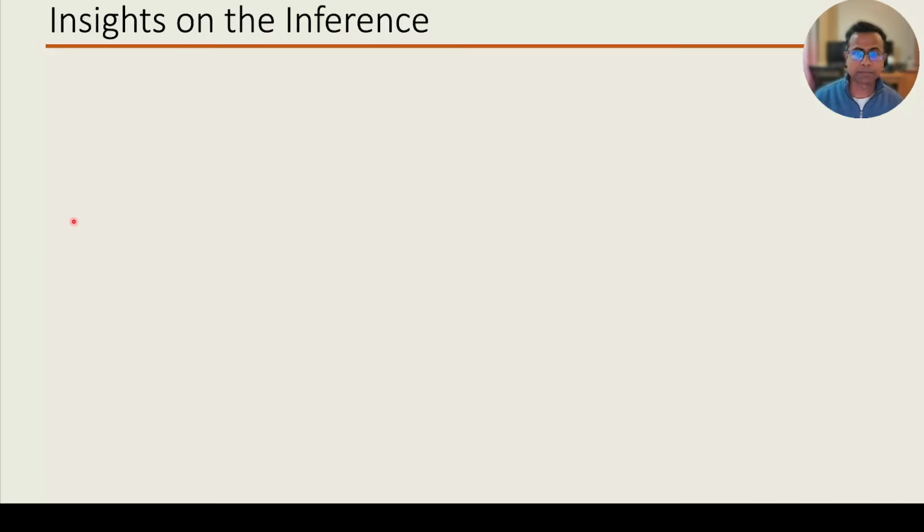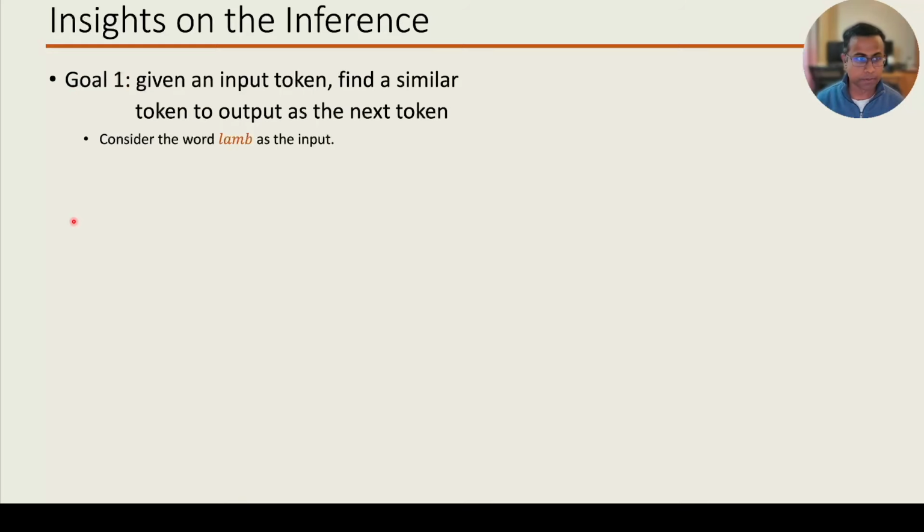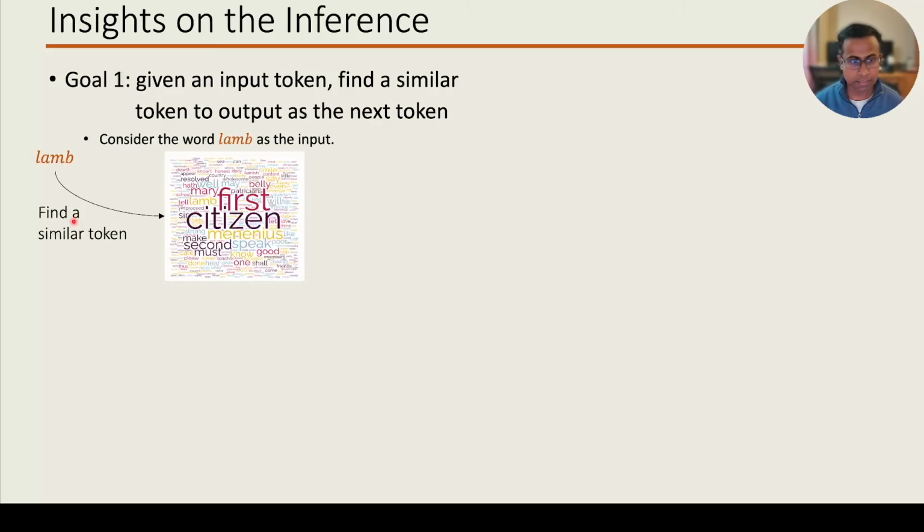Now that we have some idea about how GPT-2 works overall, let's try to see internally what goes on. Before we jump into the details, let's try to get some insights into how we want this inference to be. So let's set a goal. The first goal is, given a word, is there a way for me to find another similar word? For example, if you are given the word "lamb" and a dictionary of possible words, is there a way for me to find a word similar to "lamb"?